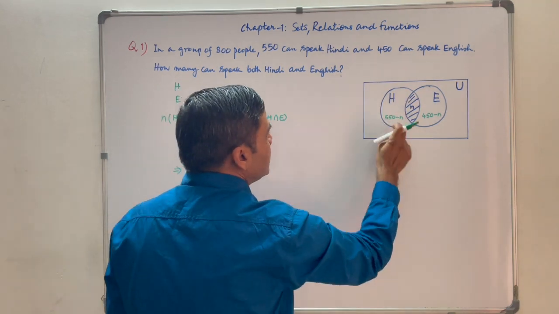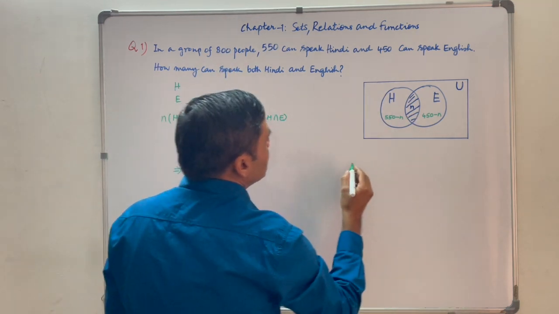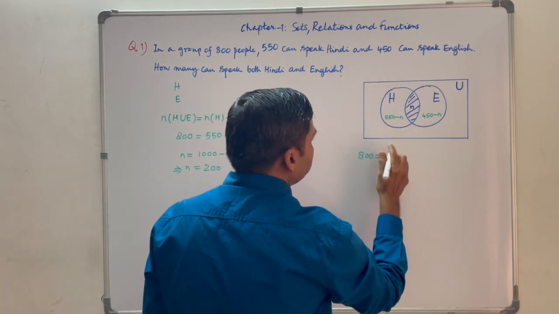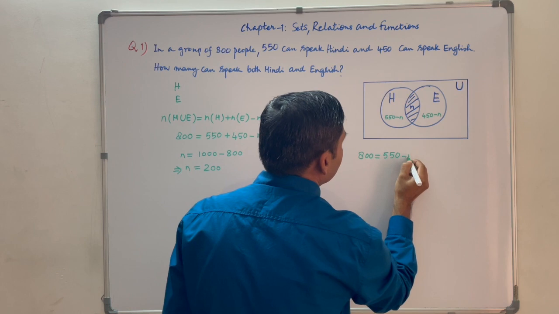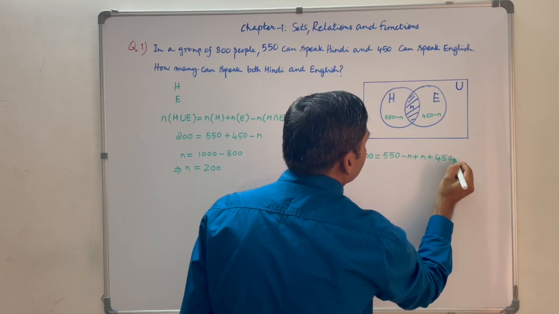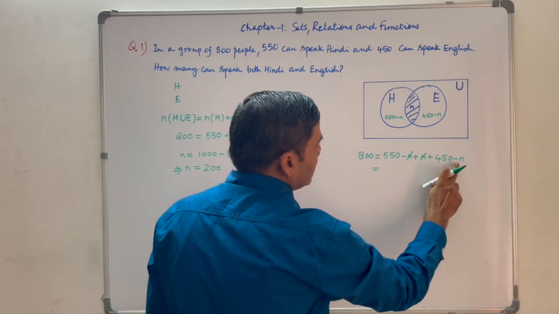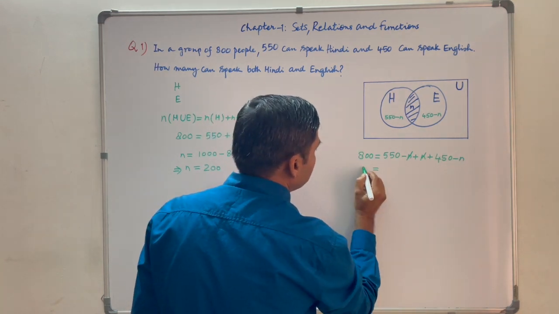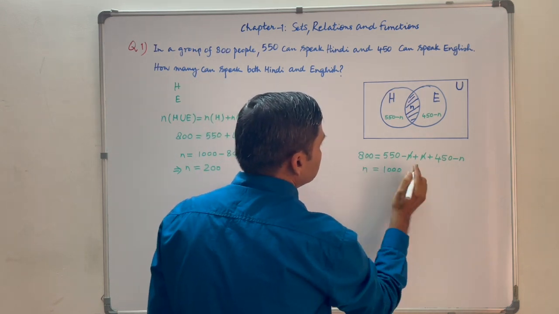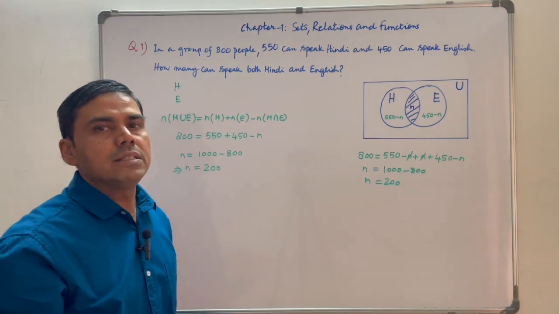Now we can add these three areas. So what we will get? We should get the summation 800. So 800 will be union of both the sets. So 800 will be 550 minus n plus n plus 450 minus n. So n and n will get cancelled. Here minus n will be taken to this side, it will be n. 550 plus 450, that is 1000 minus 800. So n will be 200. Again, you get the same answer.